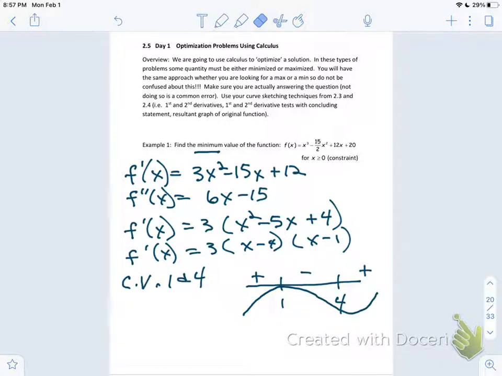Let's do the second derivative. What if I plug in a 1? I get 6 minus 15, which is going to be negative, so that affirms what I'm seeing. And then plug in a 4, I get 24 minus 15, which is going to be a positive, so that is good as well. Okay, so let me just scoot this up a little bit.